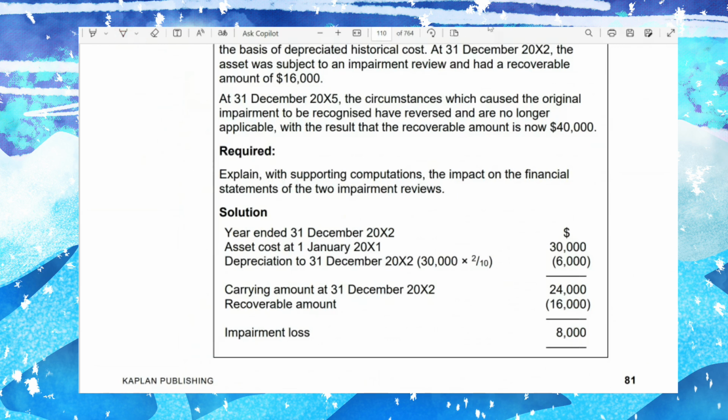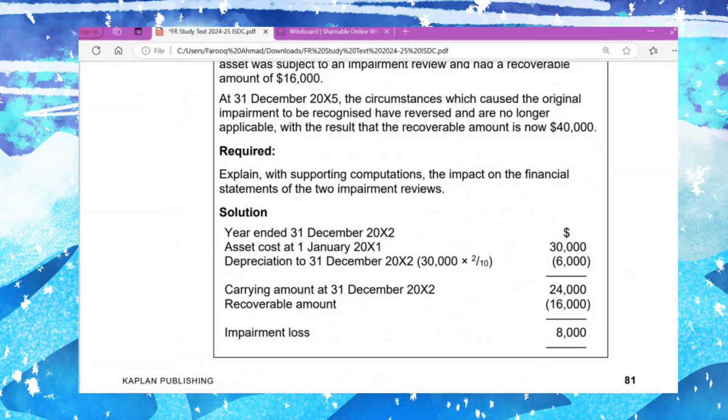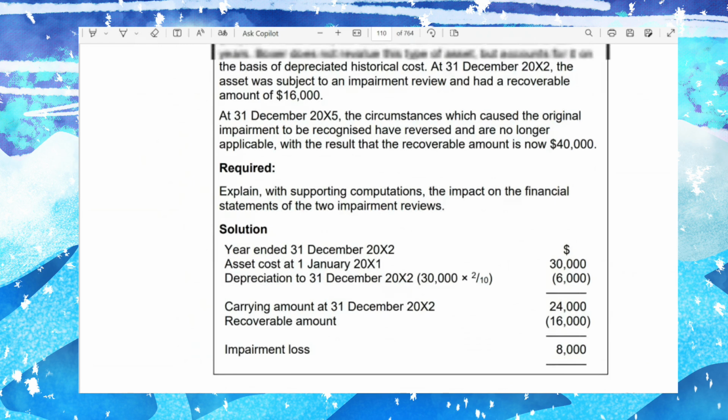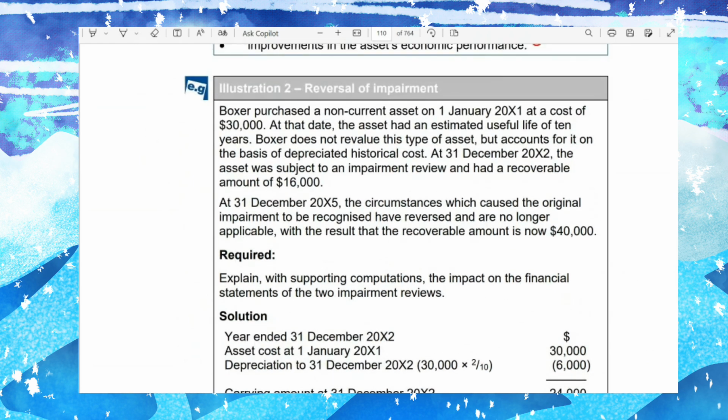They were saying that at the impairment review, the recoverable amount was 16,000 on 1 January 2002. So the recoverable amount is 16,000. On 31st December 2005, the circumstances which caused the original impairment to be recognized are no longer applicable, with the result that the recoverable amount is 40,000. Now explain the supporting computation and the impact on the financial statements for the two impairment reviews.